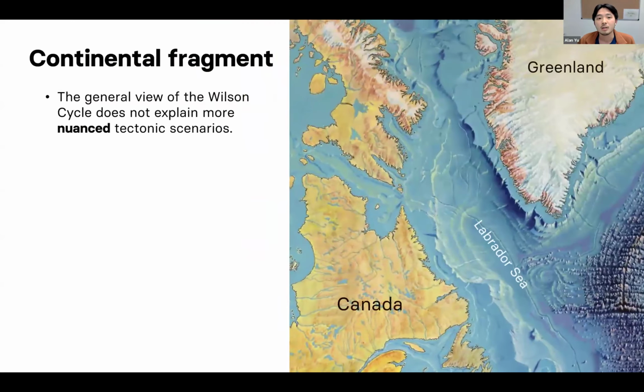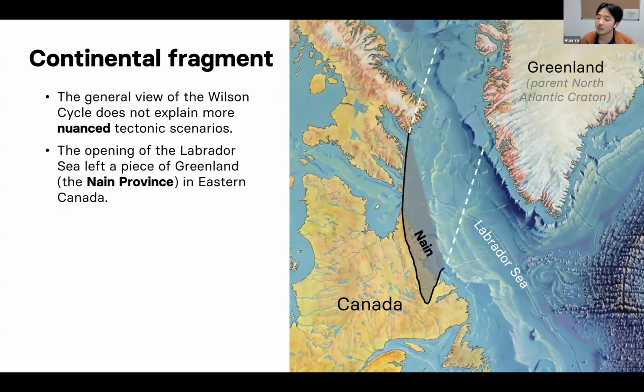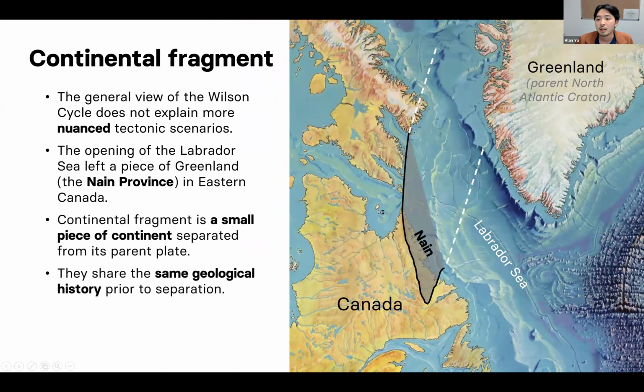However, as we zoom in, we see that the general view of the Wilson cycle, though widely accepted, does not explain more nuanced tectonic scenarios. About 60 million years ago, the Labrador Sea opened between Canada and Greenland. And what's interesting here is that the opening of this sea separated a piece of Greenland, named the Nain Province in eastern Canada, away from Greenland. This is what we define here as a continental fragment, which is a small piece of the continent that was separated from its parent tectonic plate. We know that because they share the same geological signature and history prior to the separation.